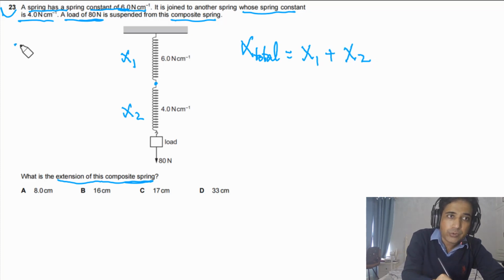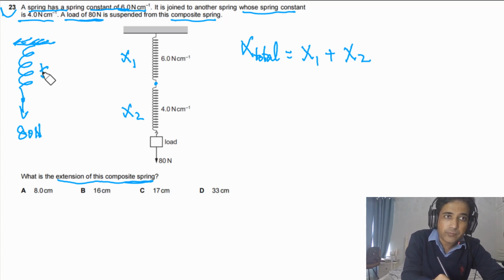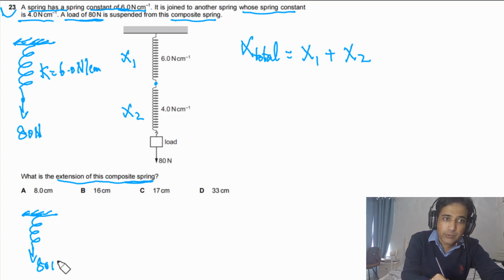You can also treat these two springs individually. You can simply imagine we have spring 1, the force on this spring is 80 newtons, and the spring constant of this one is given, that is 6.0 newtons per centimeter. And the second spring we can also treat separately. The force on this one is also 80 newtons, and the spring constant of this one is 4.0 newtons per centimeter.